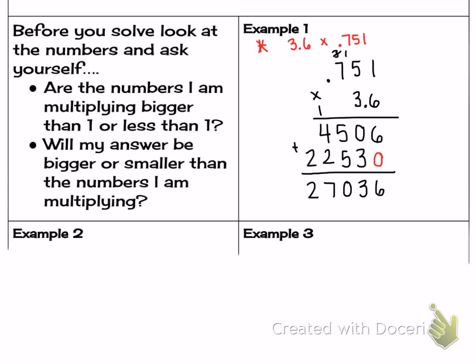Step 2 says to count the number of digits that appear after the decimals. And like I said, I like to connect my decimals and circle what's after it. And when I see that, I have 1, 2, 3, 4 numbers that appear after the decimal.